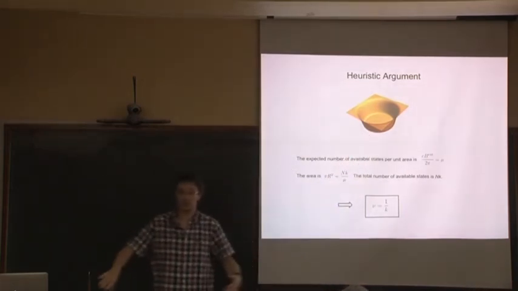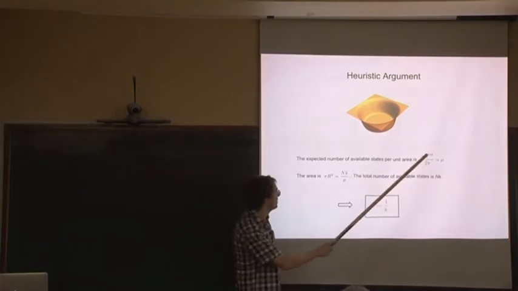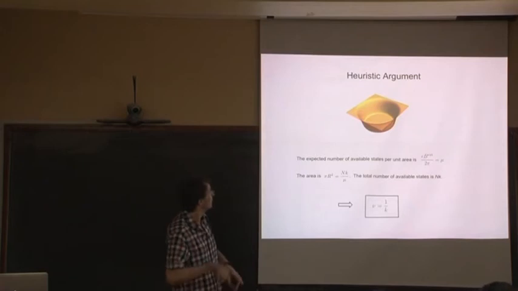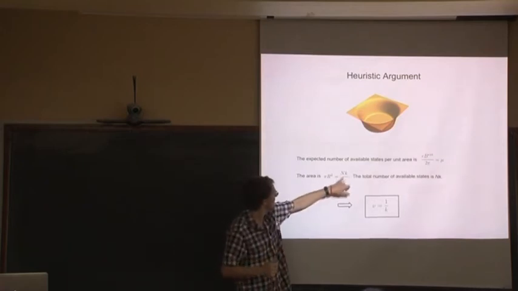Well, this is something that we computed in the very first lecture. It's basically the number of states per unit area is proportional to B external, and B external was the same thing as mu, the background charge. But we know that the area of the vortex is given by the following.